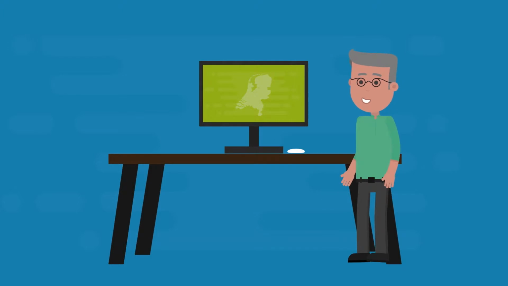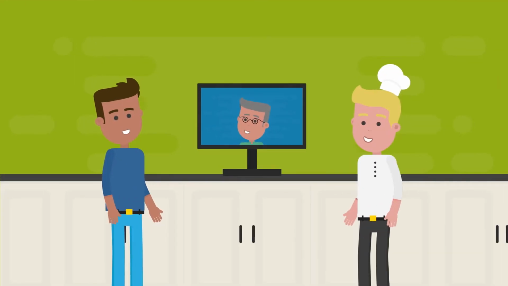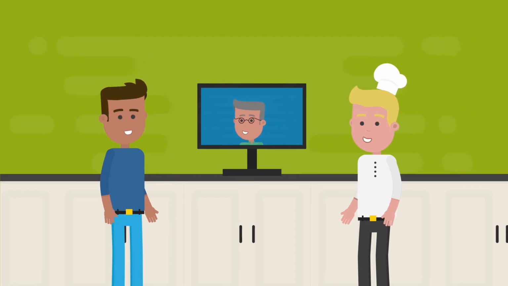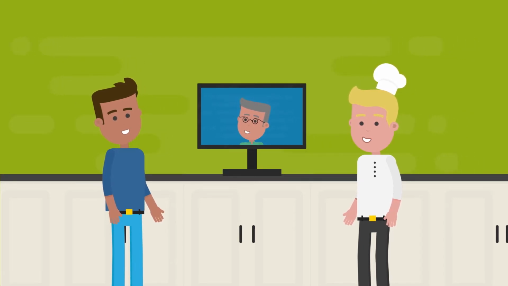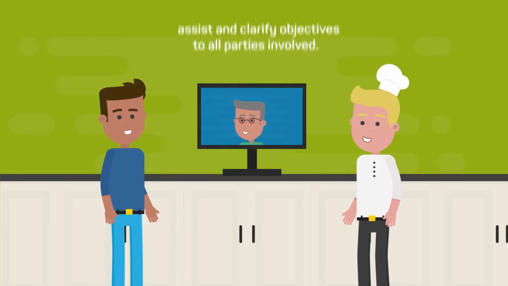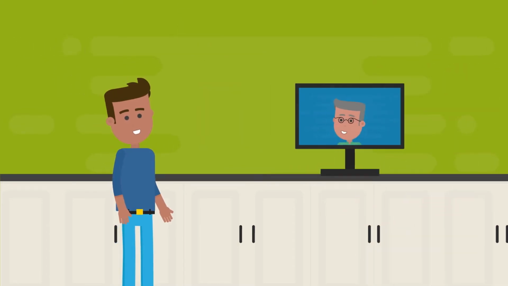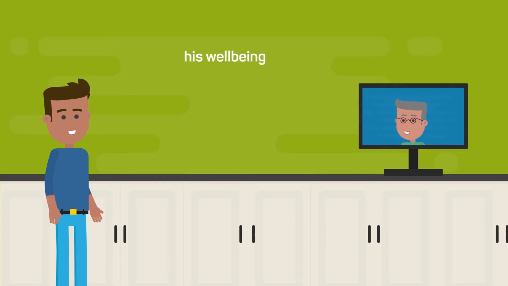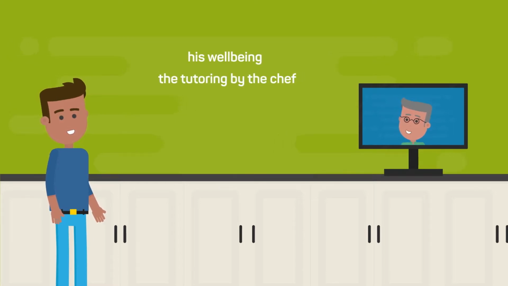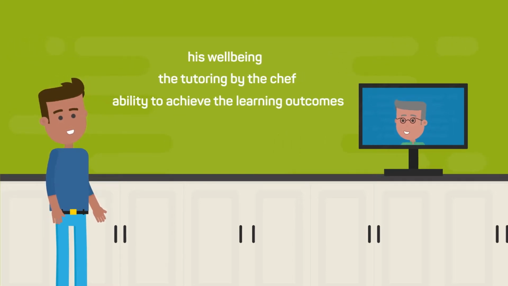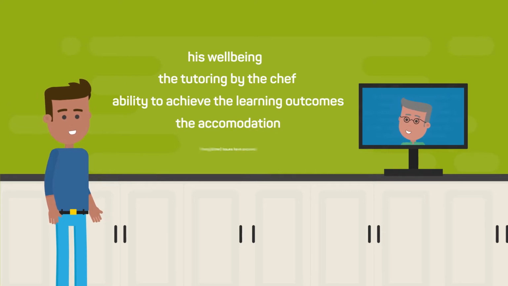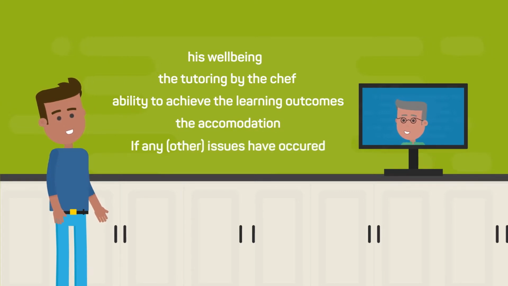At the end of Mark's first week's internship, the mobility coordinator holds Skype meetings to get the first impressions of the student and of the tutor. This is part of the monitoring, to assist and clarify objectives to all parties involved. The mobility coordinator first contacts Mark. The mobility coordinator asks Mark questions on his well-being, on the tutoring by the chef, if he is able to achieve the learning outcomes, on the accommodation, and if any other issues have occurred.